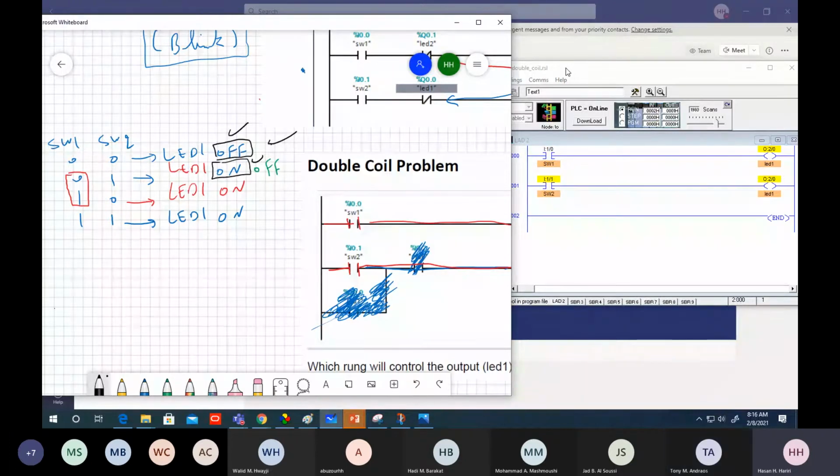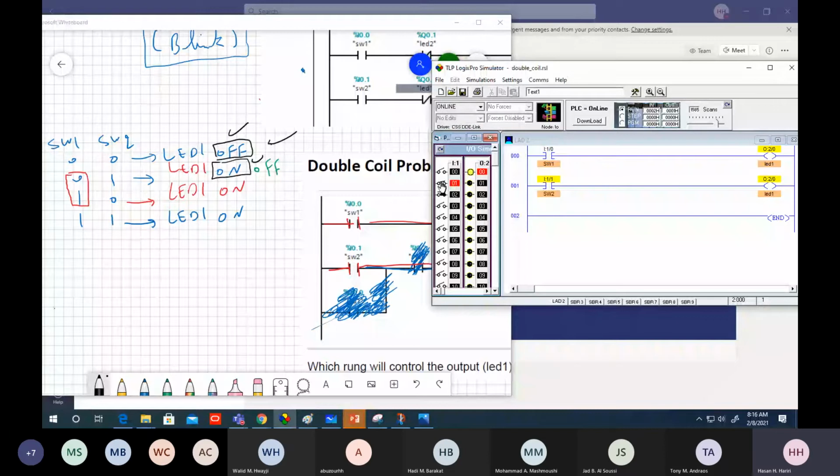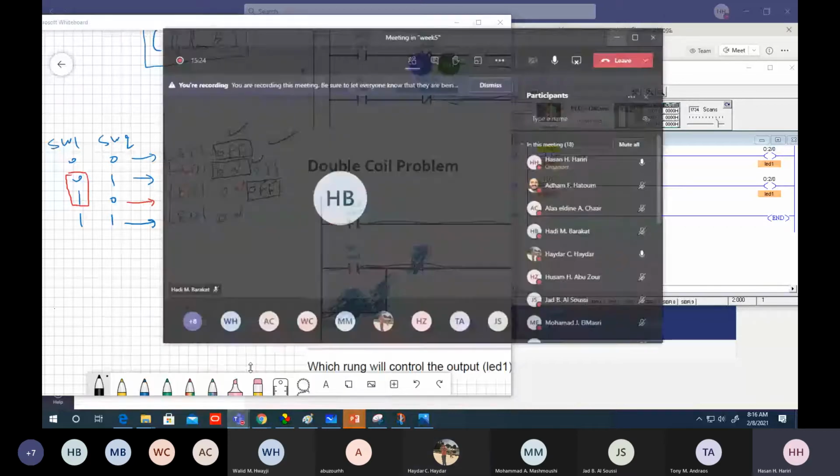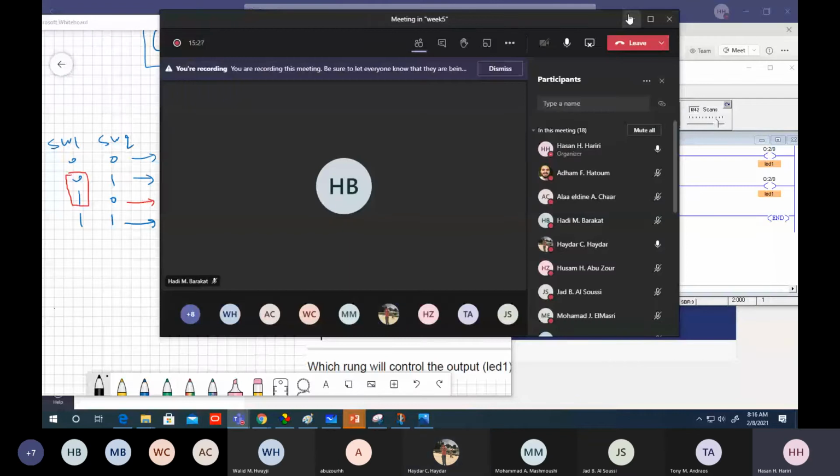Switch 1 is on. We will try it now. So now this is case 3: switch 1 is on and switch 2 is off. So the light is... Both of them have the same address. Yes, it's the same light. Okay. So here what happens? The LED will be off, because the last rung wins. Who said last rung wins? Me, doctor. Haider. Yes, Haider.